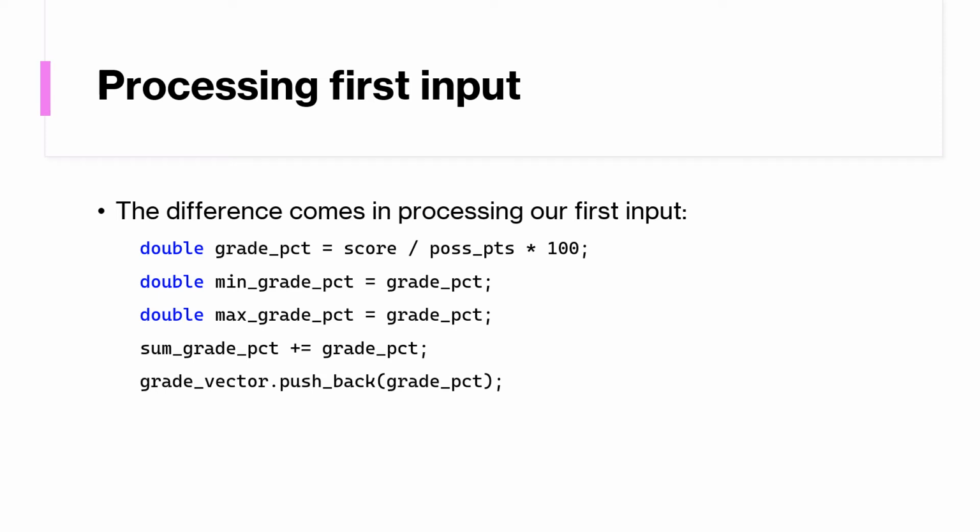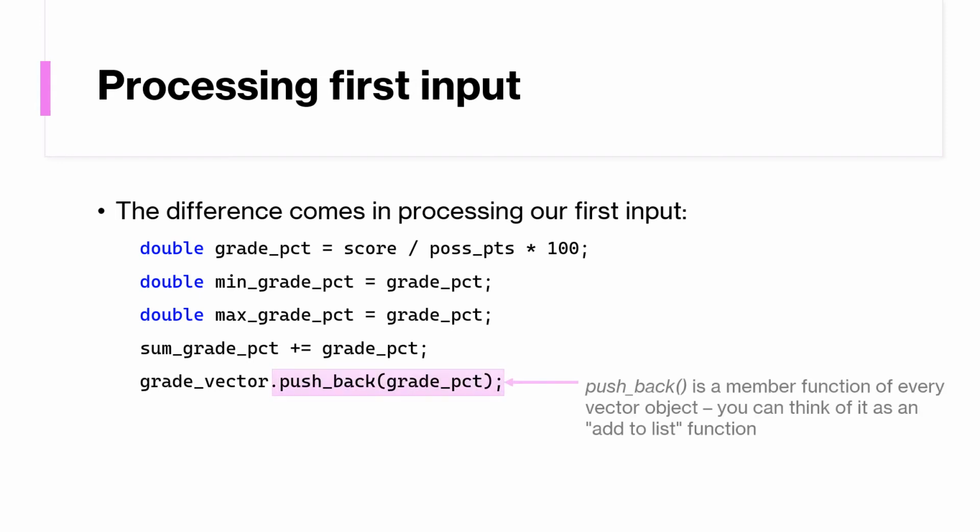We calculate the grade percent the same way. We assign the first grade percent to be both minimum and maximum, just as we had before. We add the grade percent to the sum, but then we use this funny member function called pushback. Okay, pushback is a member function of every vector object. You know it's a member function because it's joined with that dot. You use the dot notation, grade vector dot pushback.